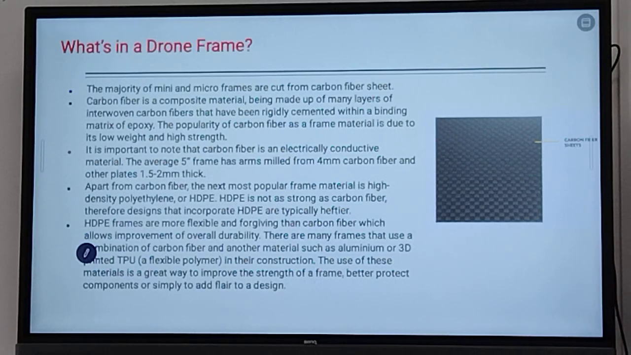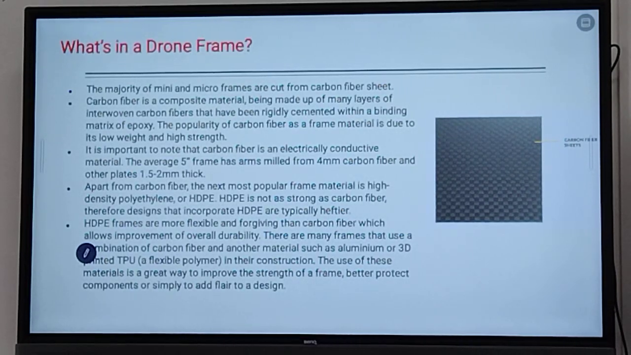Next, what is in a drone frame? The majority of mini and micro frames are cut from carbon fiber sheet. Nowadays, expensive cycles also use carbon fiber. Sorry, mini means greater than 150 mm, and micro means less than 150 mm. These frames are cut from carbon fiber.